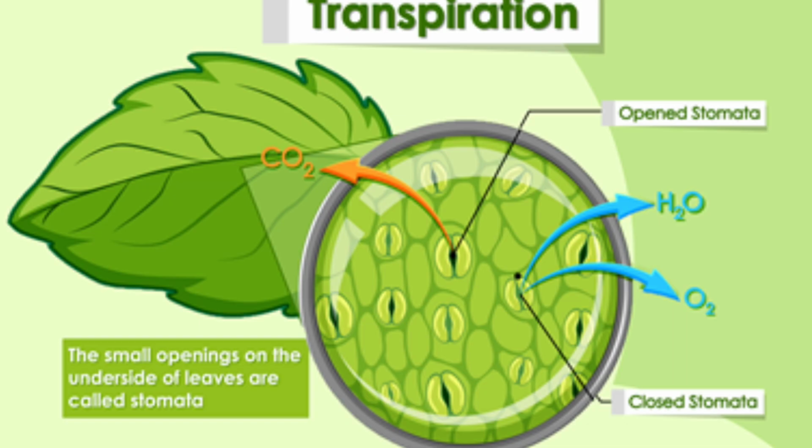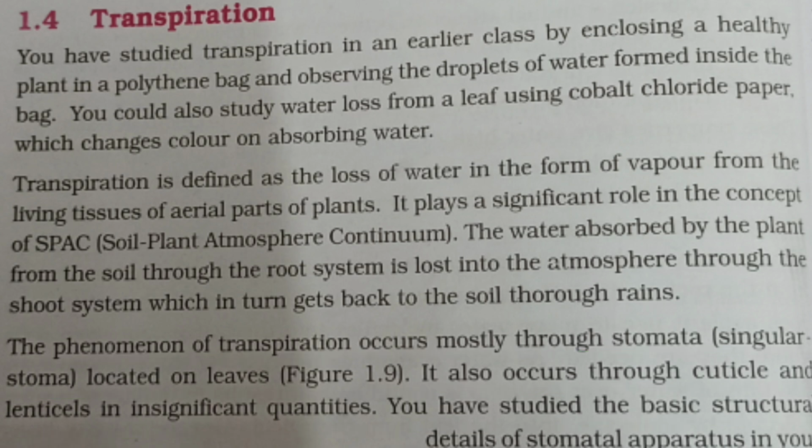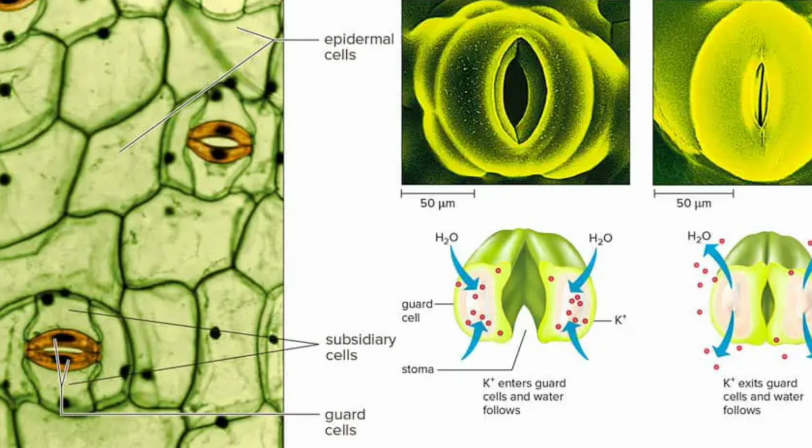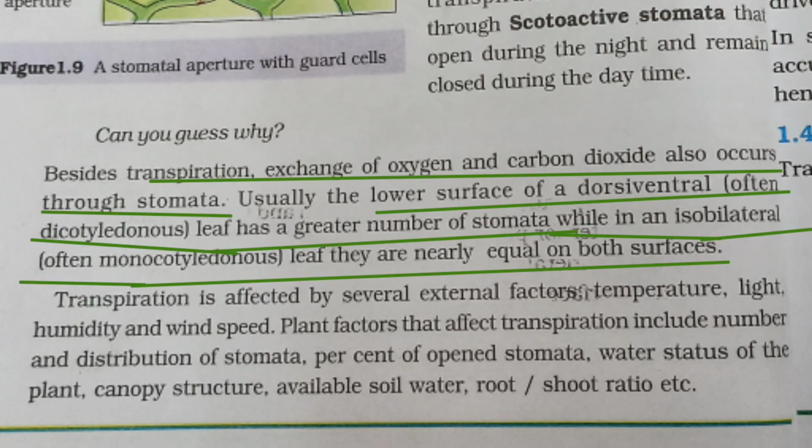The phenomenon of transpiration occurs mostly through stomata located on leaves. It also occurs in significant quantities from the cuticle and lenticels. Here, stomata in most plants are photoactive, meaning they are active or open in the daytime, and there are scotoactive stomata in succulent plants, which means transpiration occurs at night: stomata open during the night, and in the daytime they are closed.